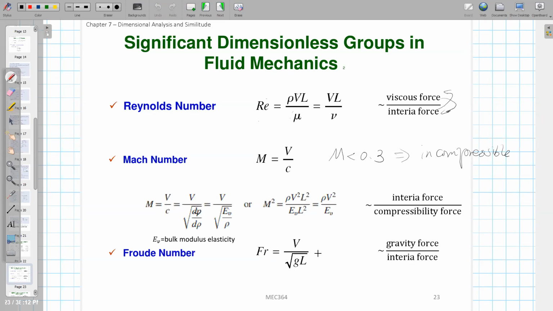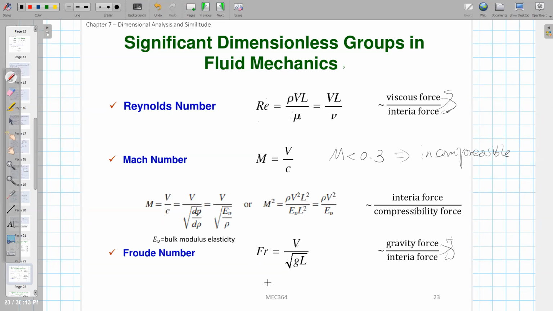So this is from its definition, right? You see on the top is the velocity, so this is the inertial force, and on the bottom you see this gravity here, so this will show you the gravity force. So this Froude number is the ratio between the inertial force and the gravity force. So this Froude number becomes important in the cases when you cannot neglect the effect of gravity.